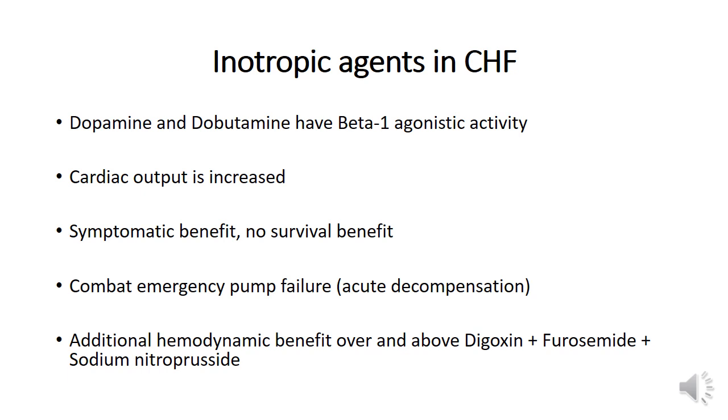The other two inotropic agents, dopamine and dobutamine, are used because they have a beta-1 agonistic activity. Henceforth, cardiac output is increased, giving rise to symptomatic benefit. However, there are no survival benefits. Dopamine and dobutamine are used to overcome emergency pump failure, that is acute decompensation. And these drugs are used to provide additional hemodynamic benefit over and above that produced by the combination of digoxin, furosemide and nitroprusside. Digoxin, an inotropic agent; furosemide, high ceiling diuretic; sodium nitroprusside, arteriolar and venodilator.